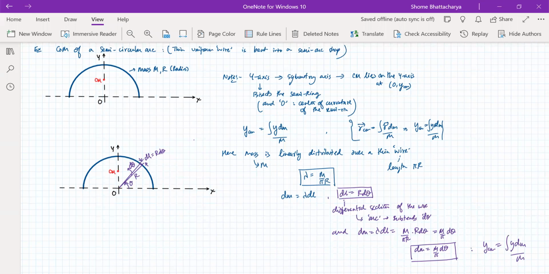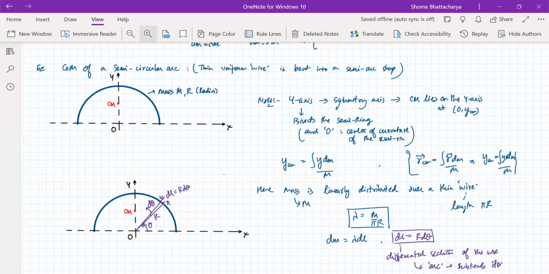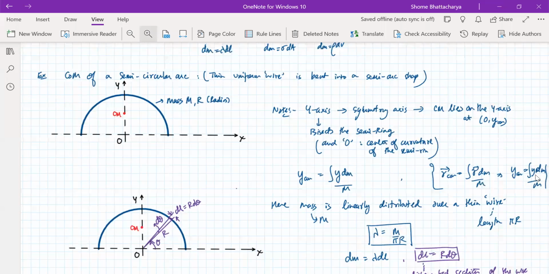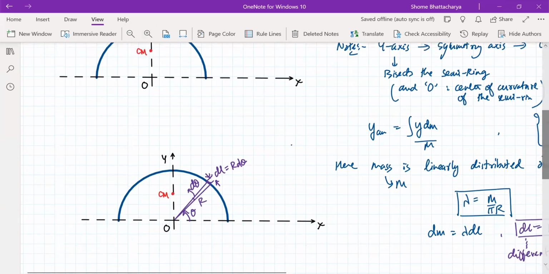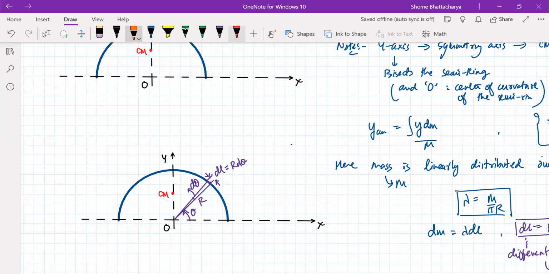That means we have to express y also in terms of theta. Back to this diagram, we have to find the y coordinate of this differential particle in terms of theta. What is going to be the y coordinate of this particle? It's going to be this here. Yes, it's r sin theta. Similarly, if I wanted to find the x coordinate of that particle, it would be r cos theta.